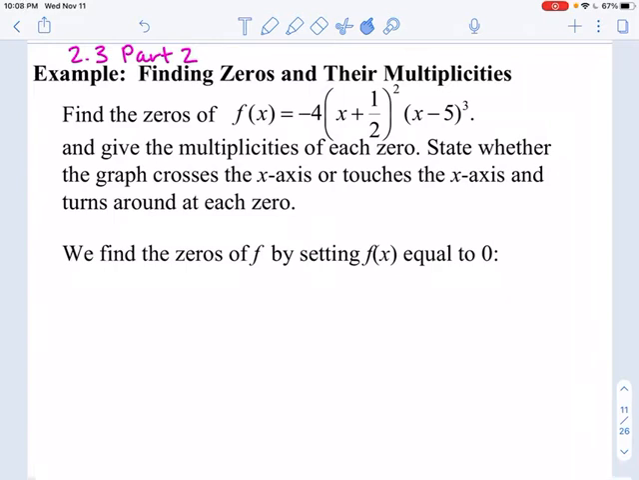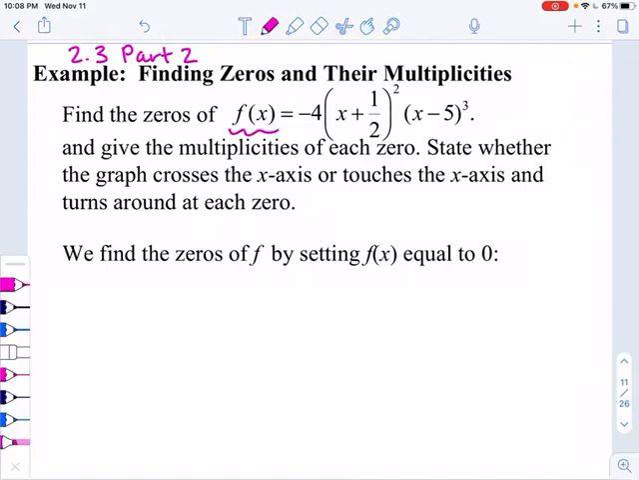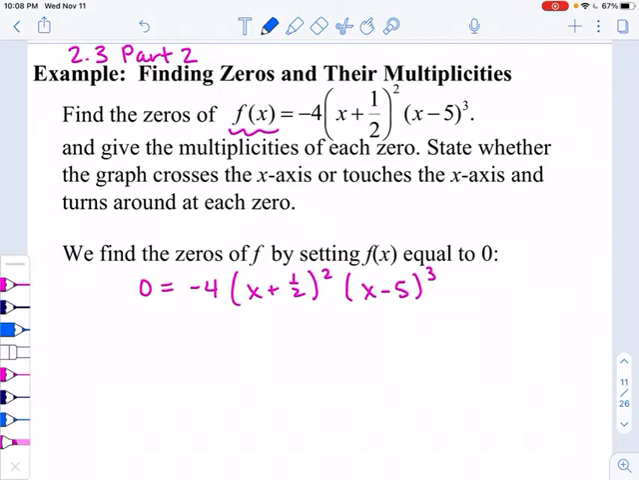So we find the zeros of f by setting f of x equal to 0. So in place of f of x, we have 0 is equal to negative 4 times x plus 1/2 squared times x minus 5 to the third. Now, if we go about solving this, we're solving to get x all by itself. The first thing we would technically want to get rid of is that negative 4, which means we would divide both sides by negative 4, and the 0 stays 0. So it's almost like that negative 4 in a sense cancels out.